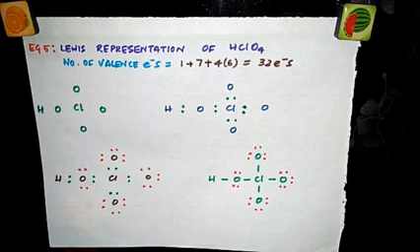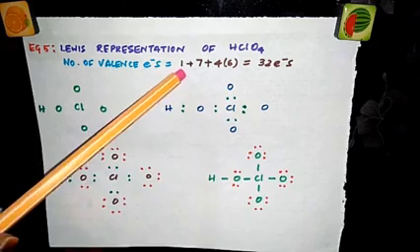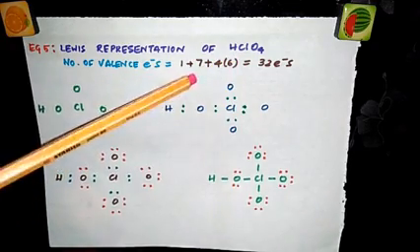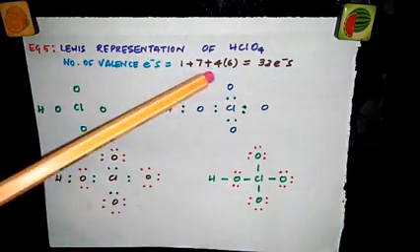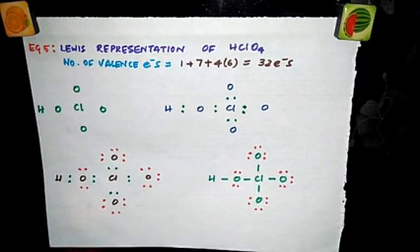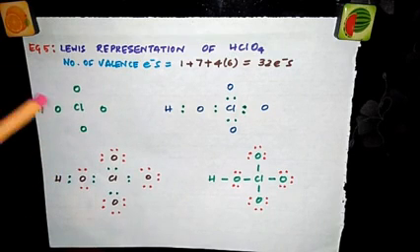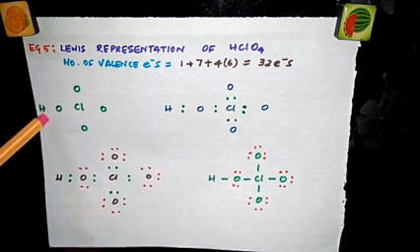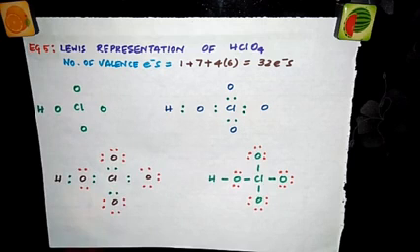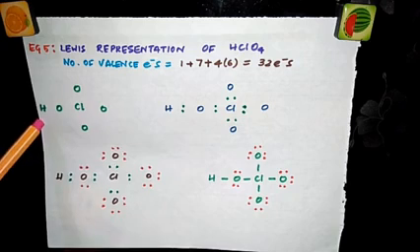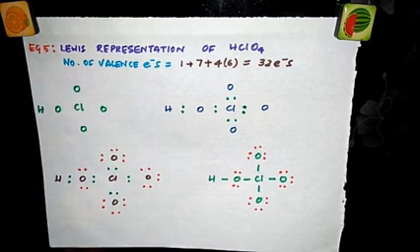Now the Lewis representation of HClO4. The first step is calculating the number of valence electrons. For hydrogen, 1 valence electron, plus chlorine, 7 valence electrons, and for oxygen 6. There are 4 oxygens, so 4 into 6. So the total number of valence electrons is 32. Now represent this with a skeletal structure. Take Cl as the central atom, and remember I told you hydrogen will come outside. Along with hydrogen, fluorine also will come outside. So 4 oxygens and 1 hydrogen here. You can put the hydrogen along with any of the oxygens.